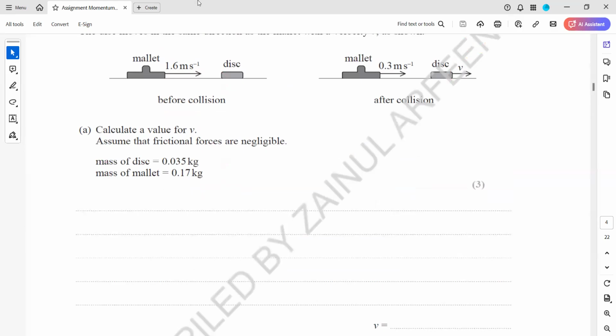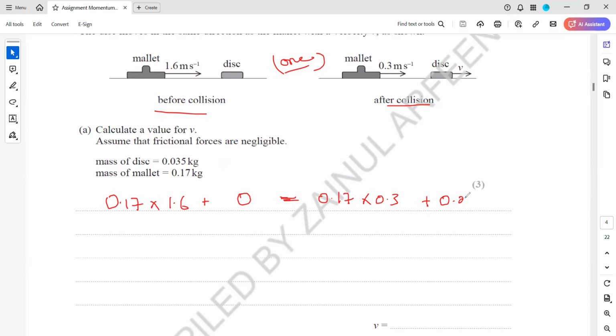So whenever objects collide or explode, we use conservation of momentum, and this is conservation of momentum in one dimension. Momentum before equals momentum after. So 0.17 is the mass of the mallet, and the speed is 1.6. The momentum of the disc is 0. The momentum after will be 0.17 and the speed is 0.3, and the mass of the disc is 0.035 multiplied by speed v. So we'll simplify and make v the subject.